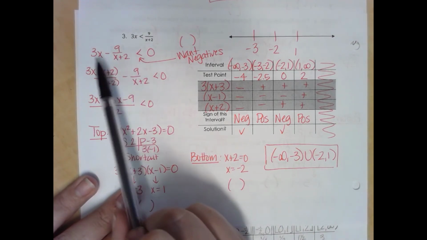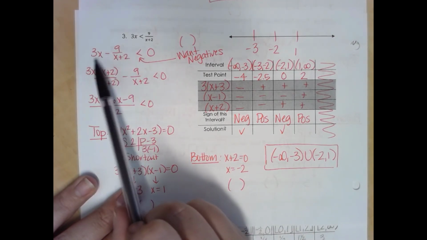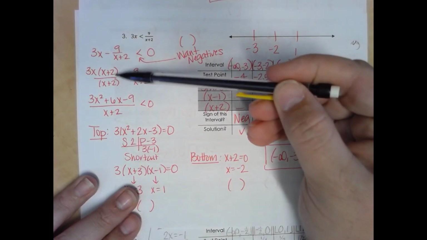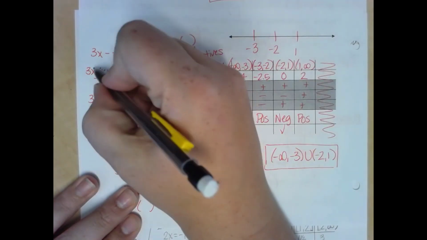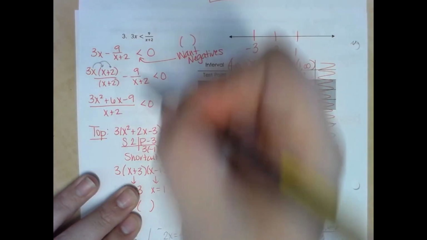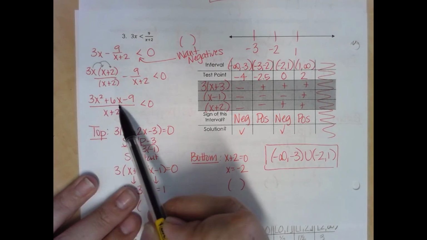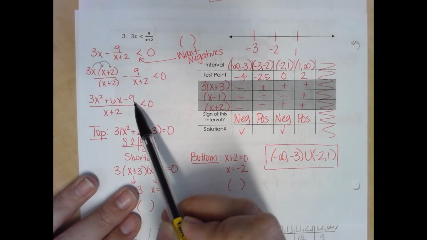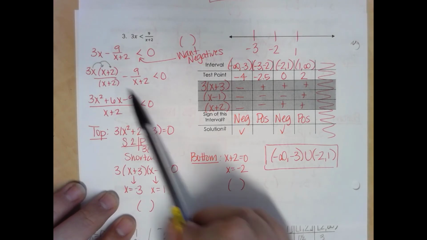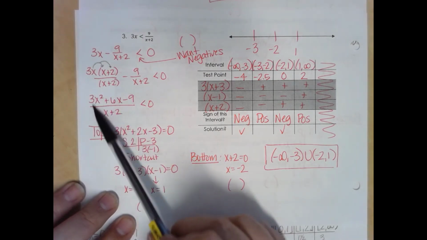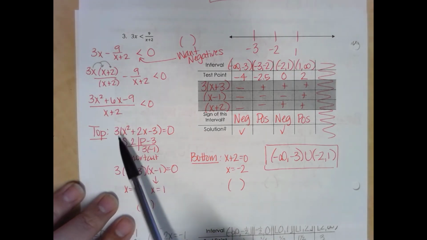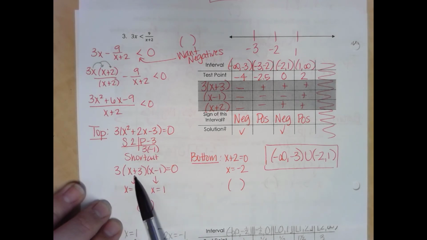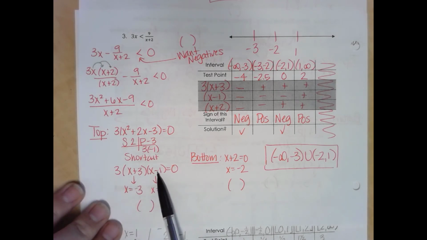Okay. Now, in order to combine these into one term, we need a common denominator. So I went ahead and multiplied on top and bottom by x plus 2. And then I'm going to distribute this 3x in, which gives me 3x squared plus 6x, and then minus the 9 from that other term. So now that we have it written as one nice rational expression, we want to factor the top and factor the bottom. The top, we can take out a greatest common factor of 3, and then using sum product, further factor it into x plus 3 and x minus 1.